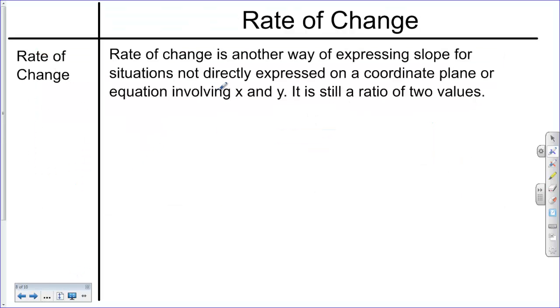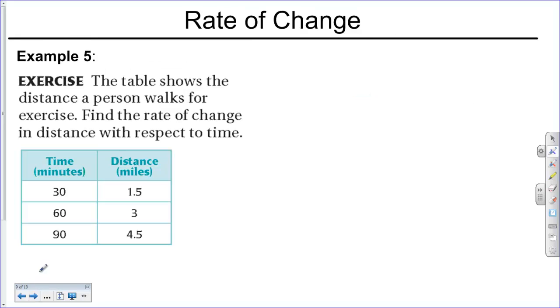Rate of change is another way of expressing slope for situations not directly expressed on a coordinate plane or an equation involving x and y. However, it is still a ratio of two values. And sometimes we do have to find the difference in our values. The table shows the distance a person walks for exercise. Find the rate of change in distance with respect to time.